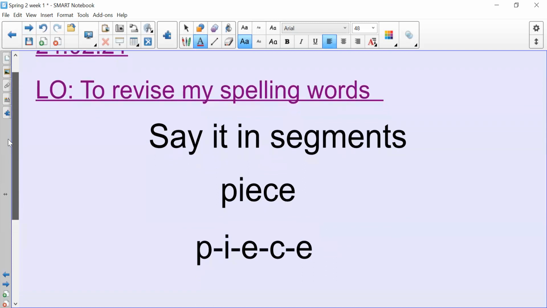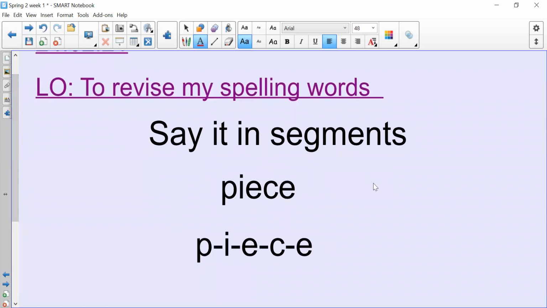Okay, another one, you might want to say it in segments. So for example, for peace, you could say P-I-E-C-E and kind of use that rhythm. And then when you're writing it, whether you're at home or at school, you just say that in your head as you're writing it, P-I-E-C-E. It will help you remember that.